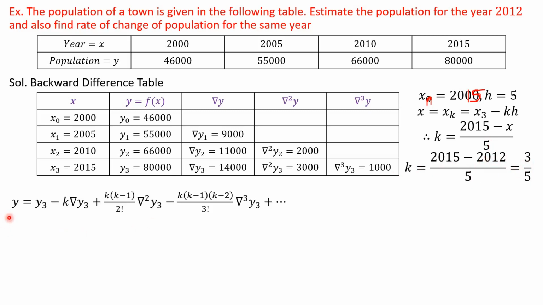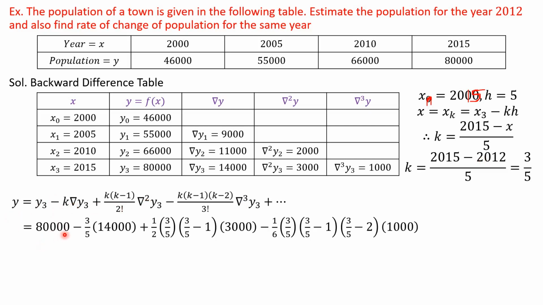So this is Newton's backward difference formula. Now put all these values. After substituting all these values, it will give us y is equal to 71,184. So this is the population for the year 2012. You can see here this number lies between 66,000 and 80,000. So this is how we can use Newton's backward difference interpolation to find values of y at corresponding values of x.